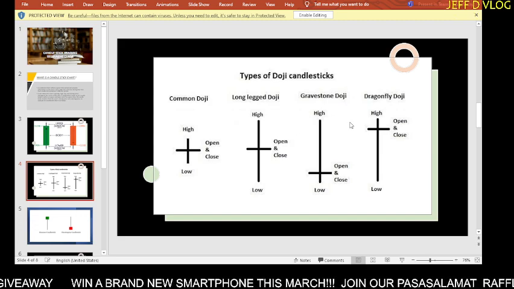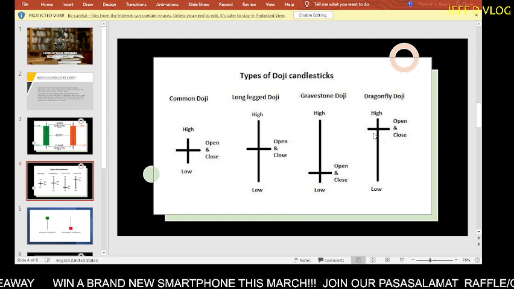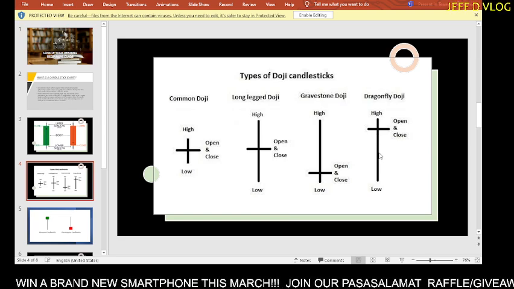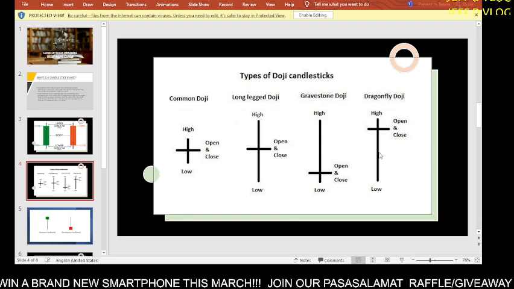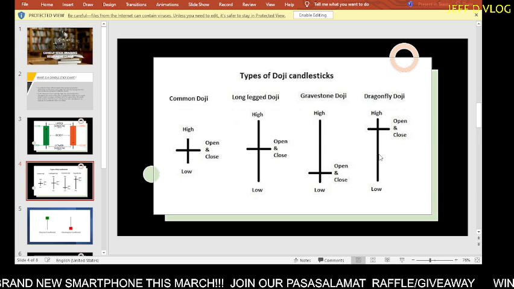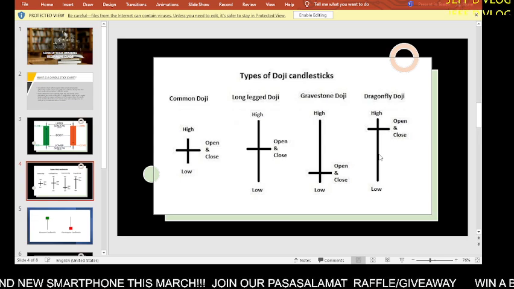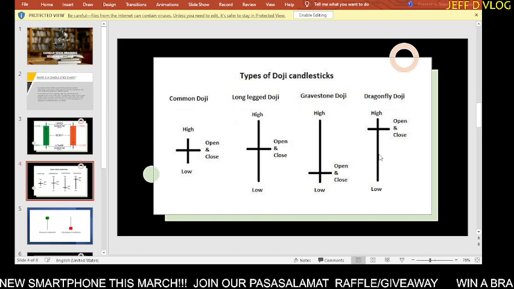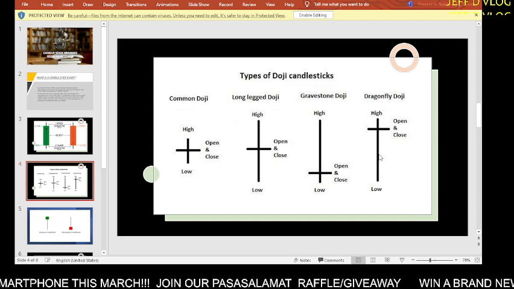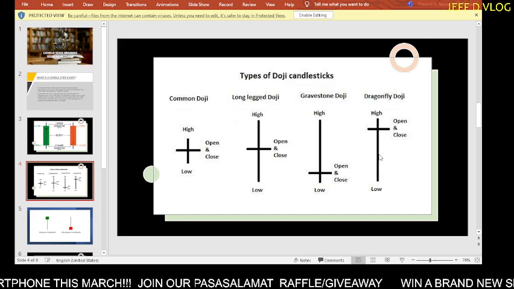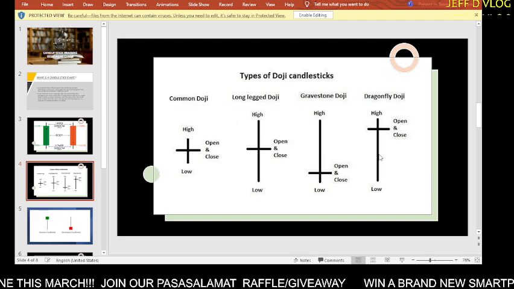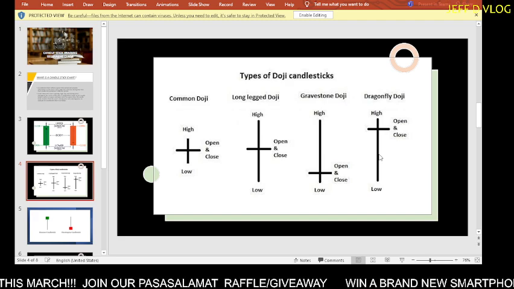With the dragonfly Doji, let's start with this one. Again, it has a long lower wick. That indicates a session with a long bearish, negative, selling run followed by a comeback to the starting price. So that's what the Dragonfly Doji means.